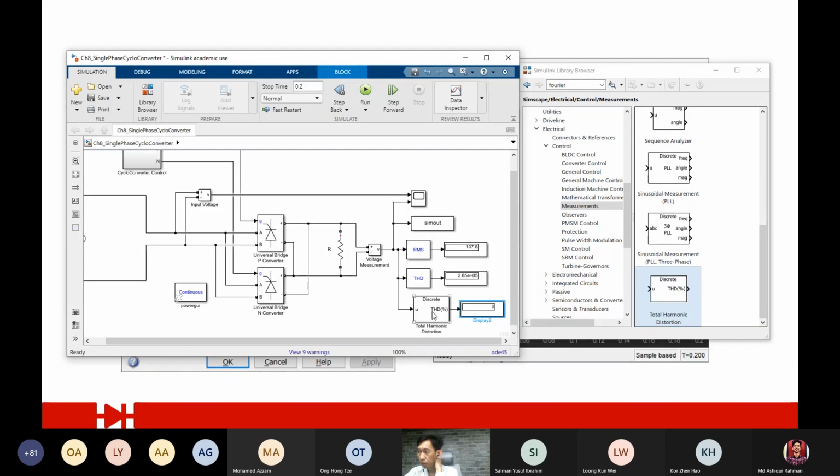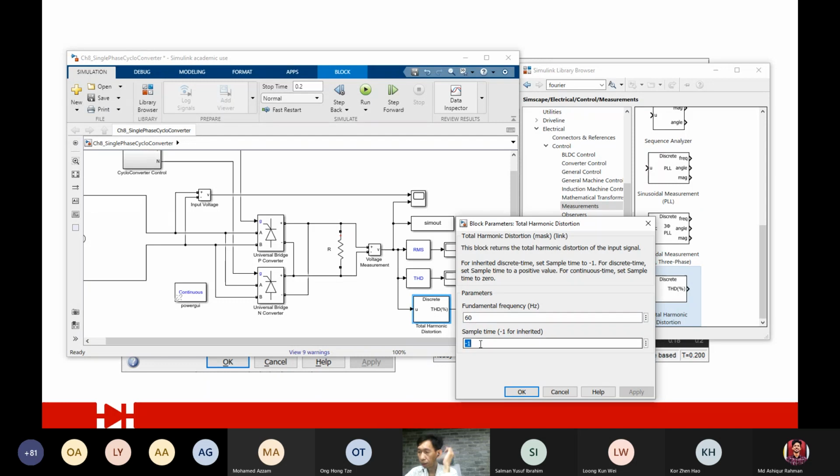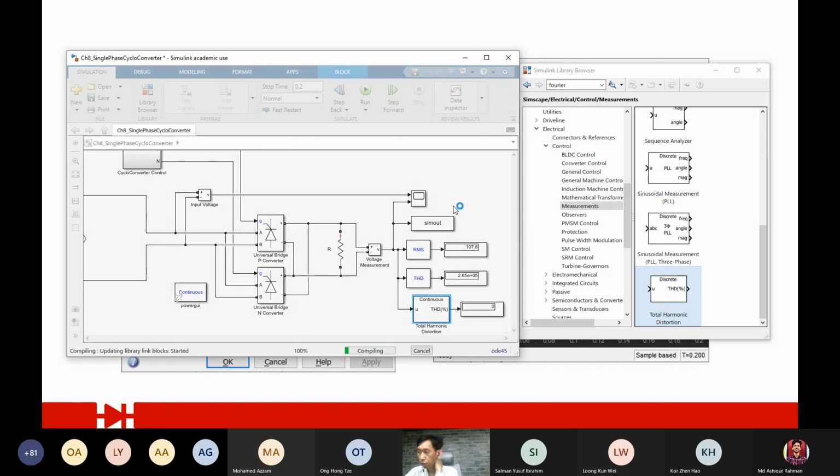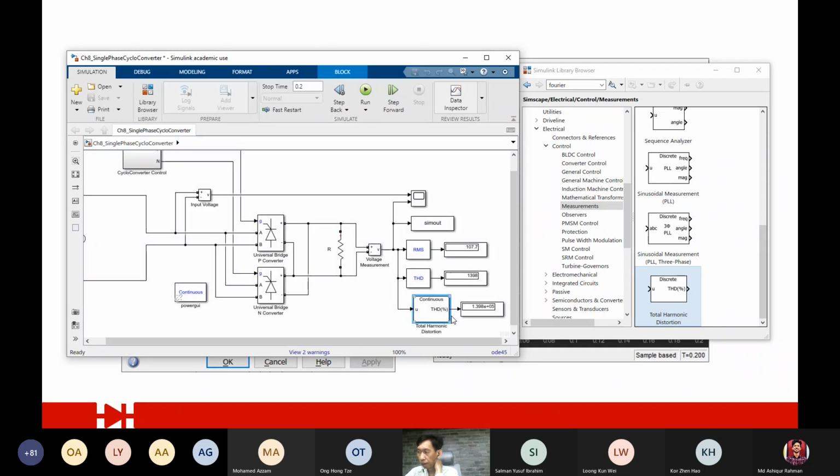Wait, how come this one gives 0? I think I need to change it. Yes, both blocks operate differently. Same, 1398. So it's 1398 for this THD. This one is already in percentage. This one you need to multiply by another 100.